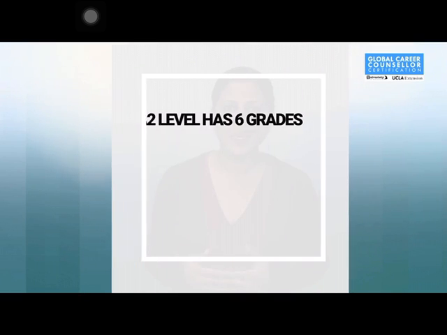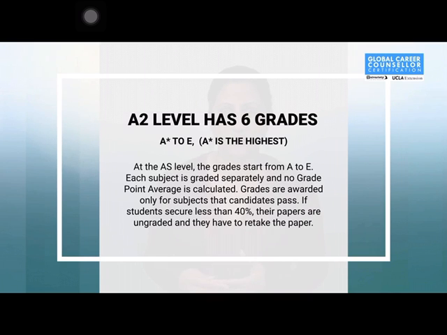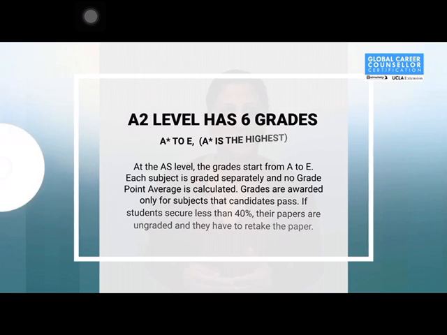Each subject is awarded grades separately. At the A2 level, there are 6 grades overall, starting from A star to E, where A star is the highest. At the AS level, the grades start from A to E. Each subject is graded separately and no grade point average is calculated. Grades are awarded only for subjects that candidates pass. If students secure less than 40%, their papers are ungraded and they have to retake the paper.